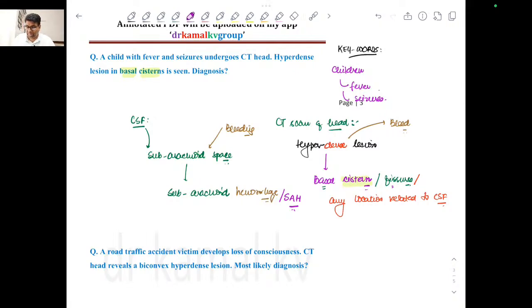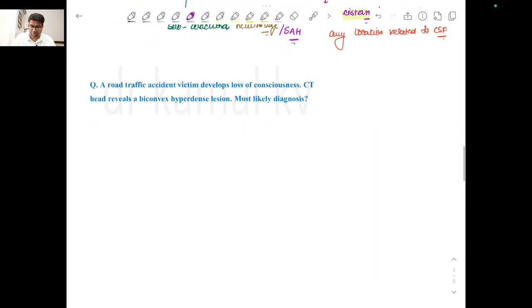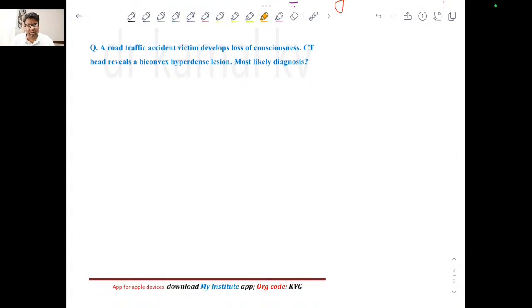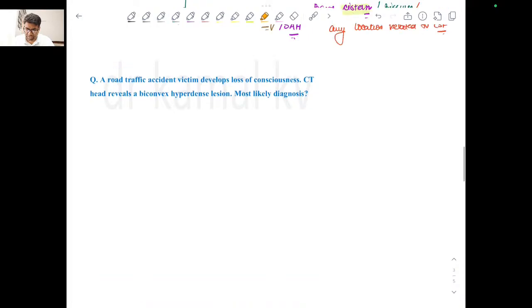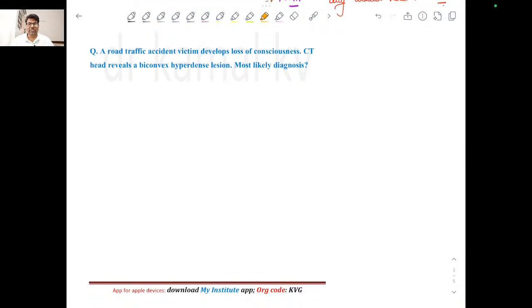So very simple to understand, but you have to be very careful, right? Because the usual tendency is to run after extradural or subdural. Don't do that. Read the question properly, take your time, and these are very scoring questions. Like every year, every exam, we have one question from this topic. So please don't make any sort of mistake.